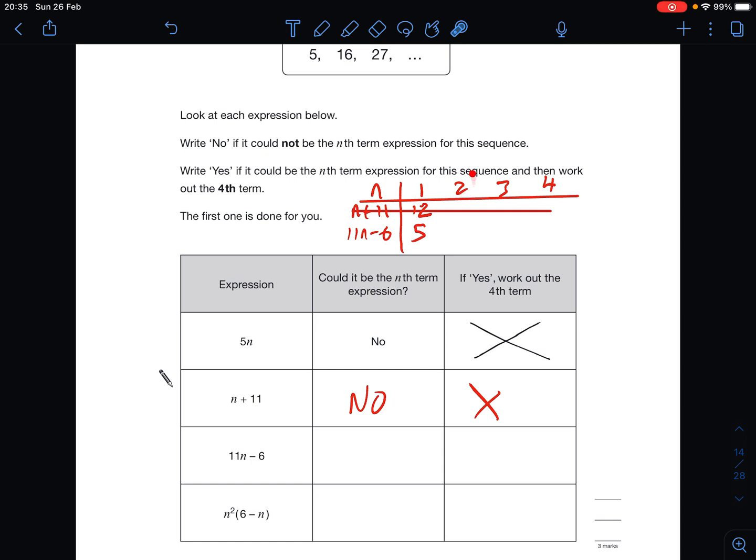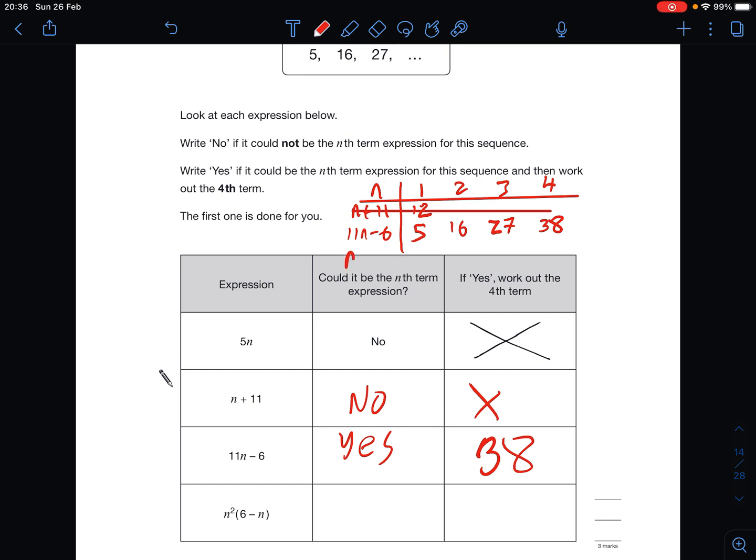When n is 2, 11 times 2 is 22. 22 take away 6 is 16. Good, that works. Okay, and when n is 3, 11 times 3 is 33. 33 take away 6 is 27. So now I'm going to do when n is 4, 11 times 4 is 44. 44 take away 6 is 38. So yes, that one works. And the fourth number would be 38.